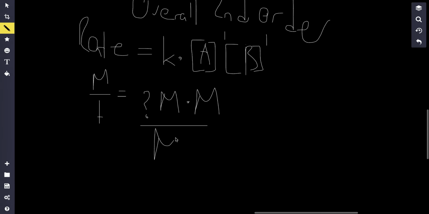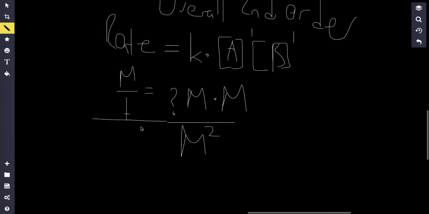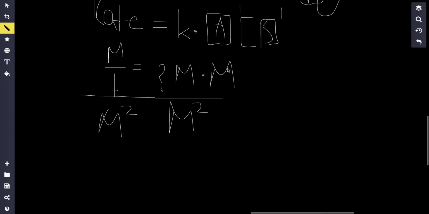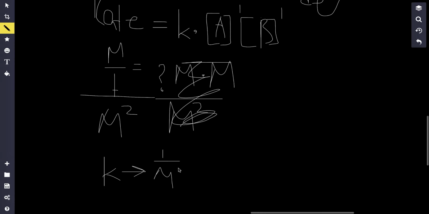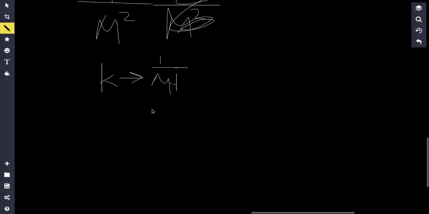If we divide both sides by the 2 m's, aka m to the second power, these cancel out, and we get that the units for K are just going to be equal to 1 over molar times time. All right. Now let's take a look at a reaction that's overall third order.